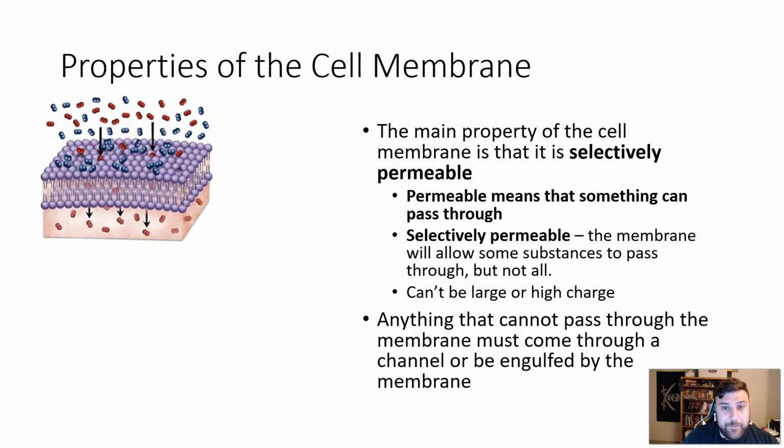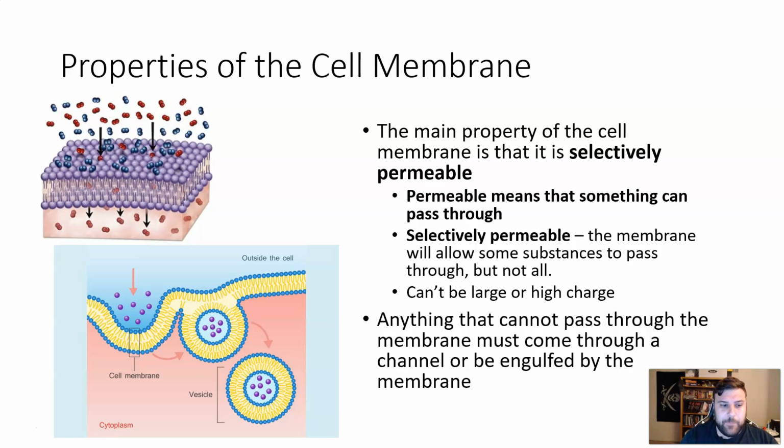Or for things that happen to be really, really large, like for instance, one of our immune system cells that eats infections, so to speak. It will eat bacteria and get rid of it. Those things will be engulfed by the membrane, where the membrane kind of wraps around it to form a vesicle that then becomes this bubble that it drags into the cell.